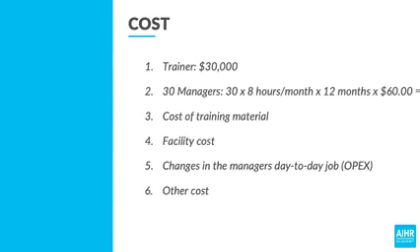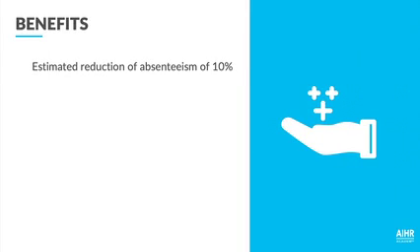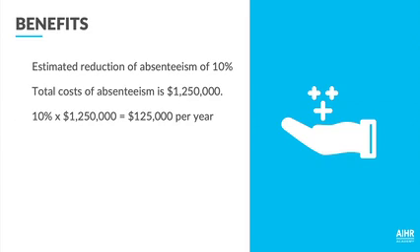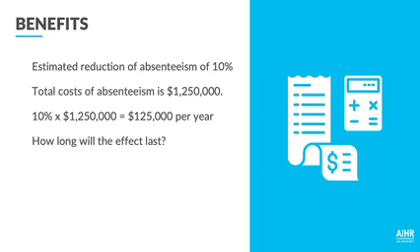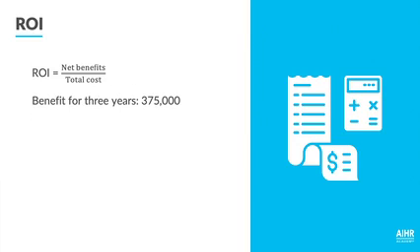In the case, we saw that there's an estimated reduction of absenteeism of 10%. The total cost of absenteeism is 1.25 million US dollar, so 10% of that is 125K. In order to calculate the total benefit, we need to have an understanding of how long these benefits will last. Now let's say that we have a maximum benefit for 3 years and then the effectiveness of the intervention stops. So in that case we say 125K times 3, so that's 375K US dollar.